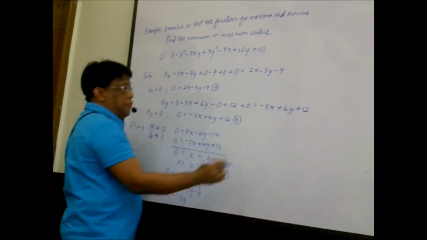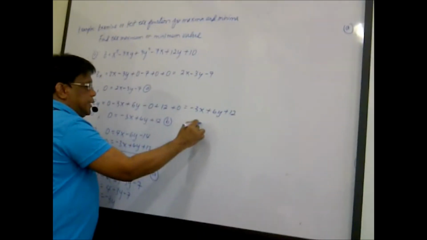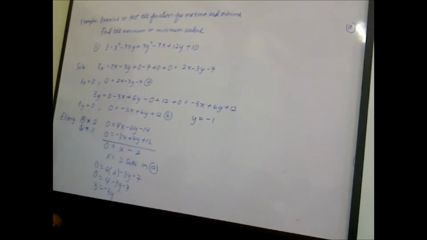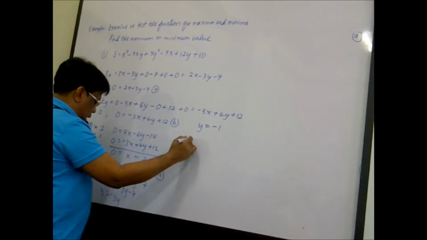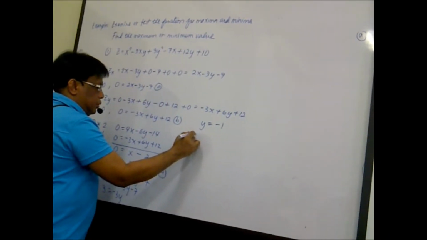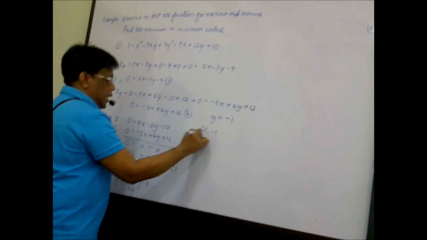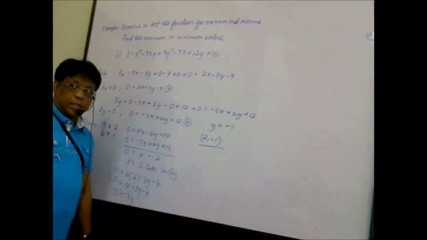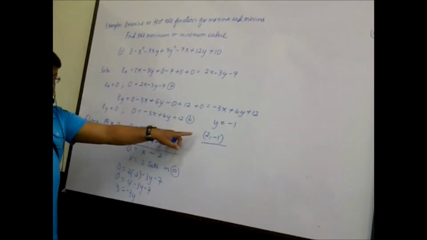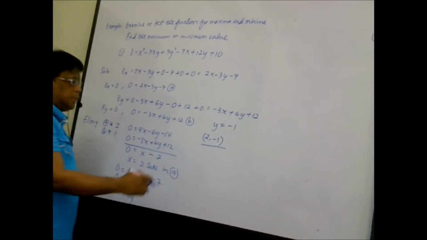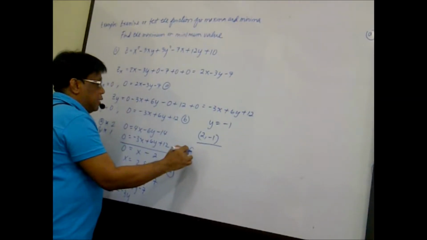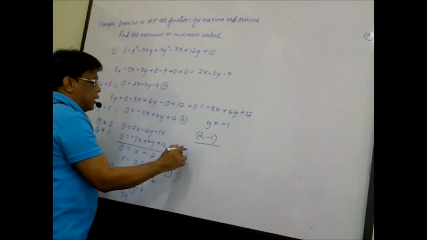So let's solve now for y. The value for y is equal to negative 1. So what will now be the point? The point will now be x equals 2 and y equals negative 1. So this is the given point. So let us determine now, class, if this point is a maximum or minimum point, by getting the second derivative of the function with respect to x.